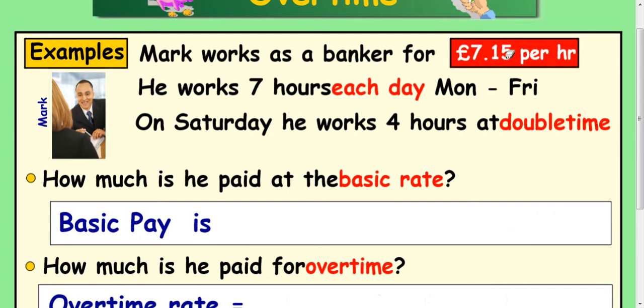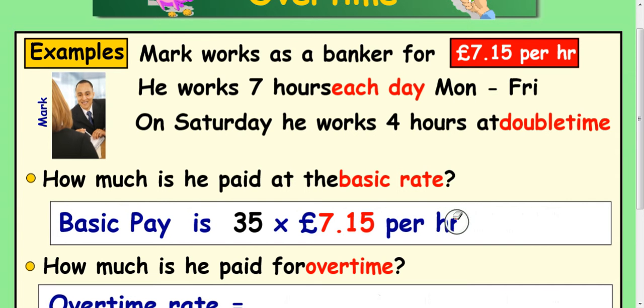So he gets £7.15 every hour, and he works 7 hours a day for 5 days. So basically you have to work out how many hours he works. So 7 hours a day for 5 days, that's 35 hours. So if we take 35 times £7.15, you get your answer for your basic pay. So he gets £250.25 for his week's work.